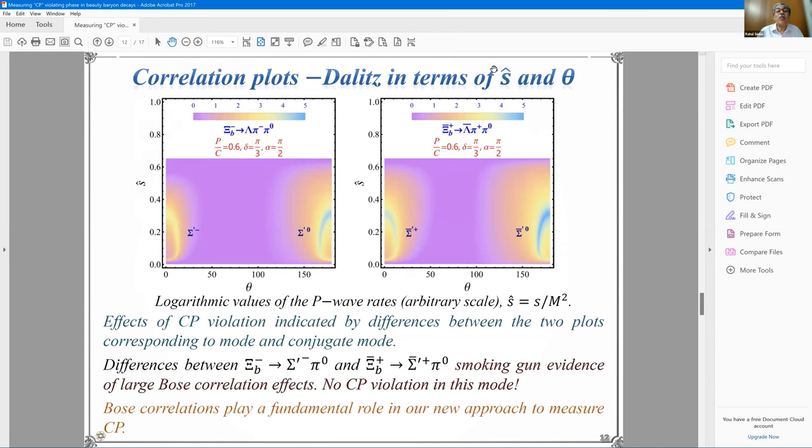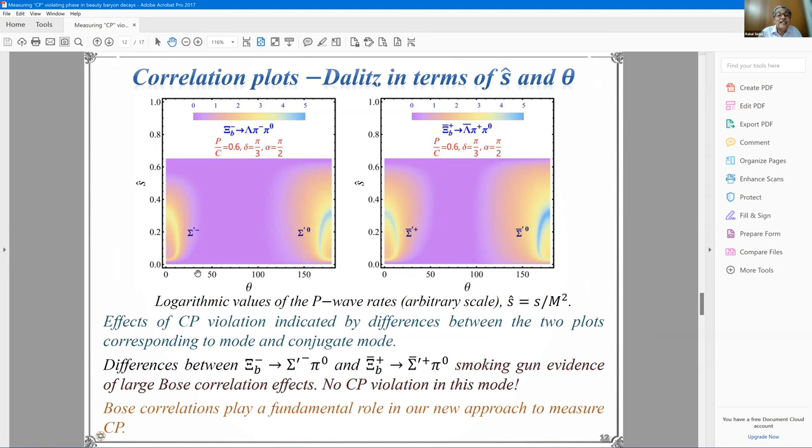So the correlation plots, the Dalitz plots in terms of s hat and theta, which I had already pointed out in the previous slide where I defined the Mandelstam variables, would look something like this if I make a choice of parameters. And what we have done is we have plotted the logarithmic values of the P wave rates here in terms of the scaled Mandelstam variable s, and the effects of CP violation indicated by differences in the two Dalitz plots. So we have chosen, of course, a phase of pi by 2 here, just for demonstration simplicity.